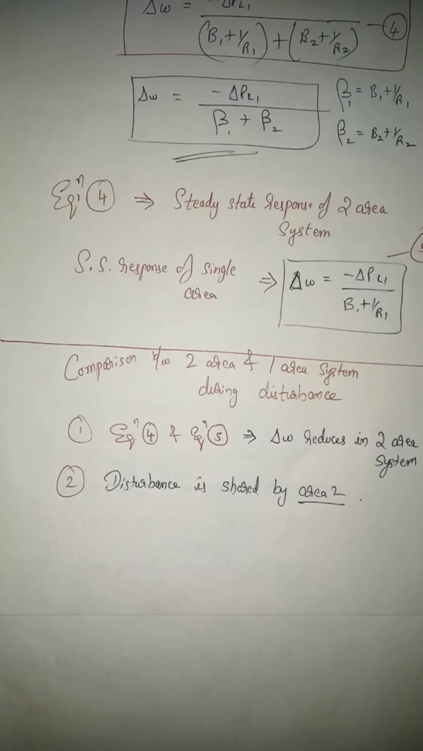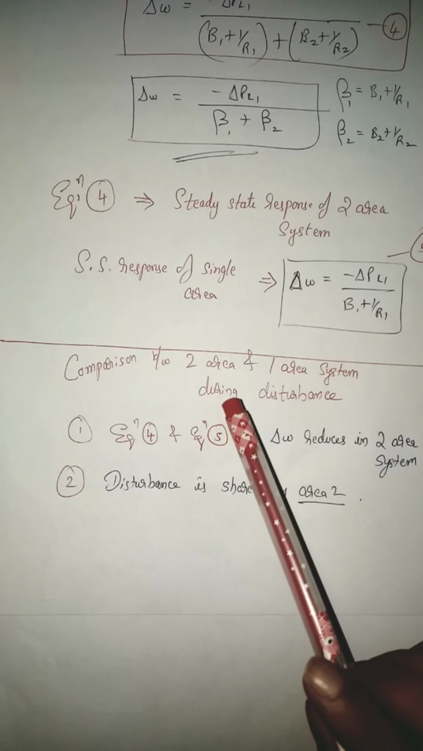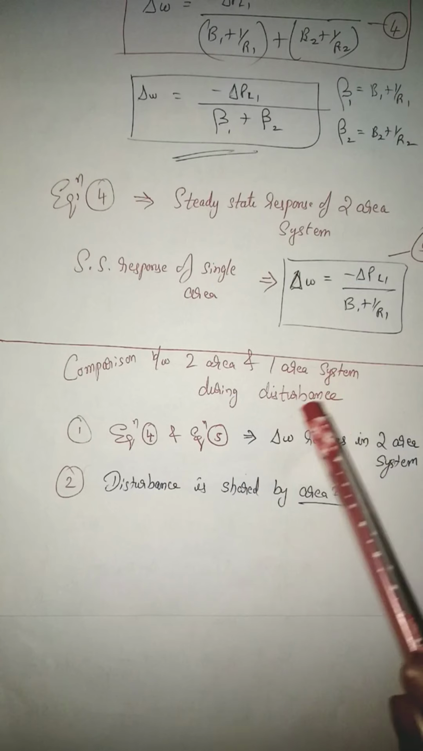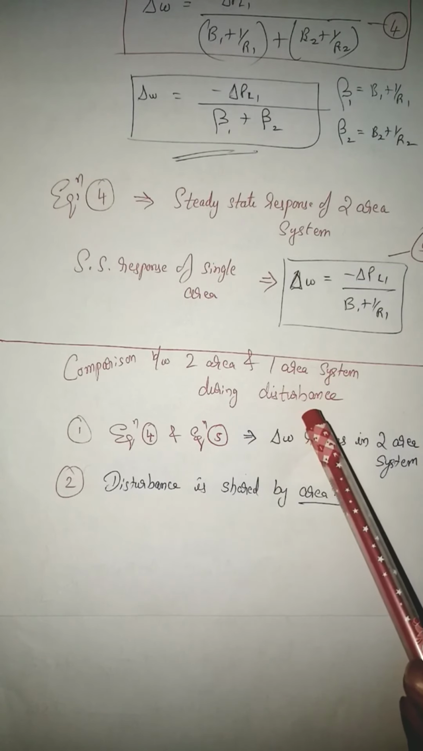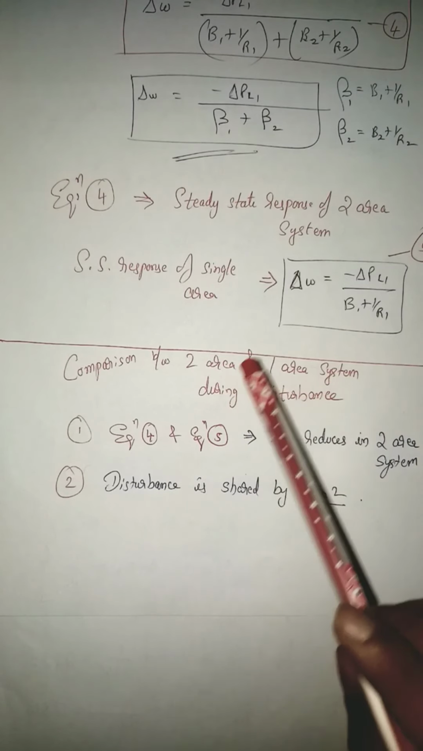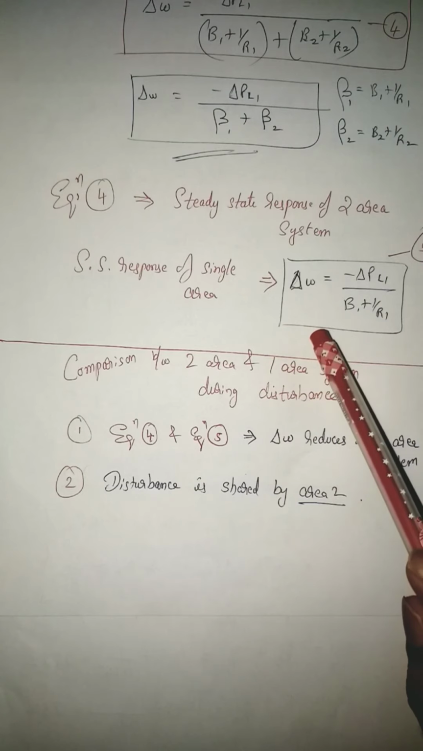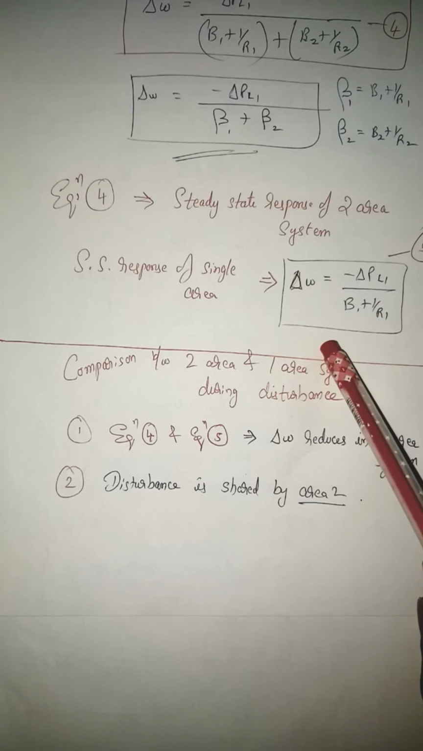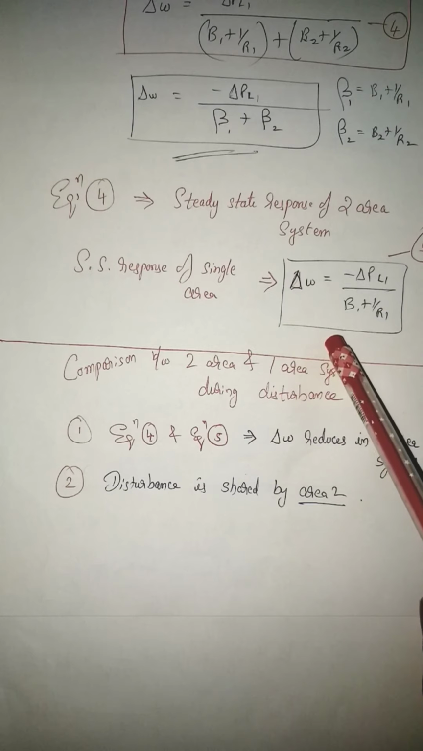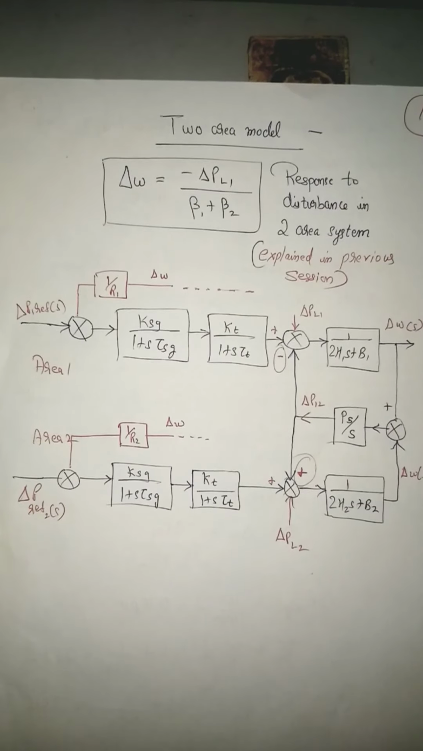In the last video, we just finished with the comparison of two area system and single area system subjected to a disturbance. Now, whenever two areas are subjected to a load disturbance, we are left with the final mathematical model that has to be drawn. We'll see that now. So this is the final two area model.